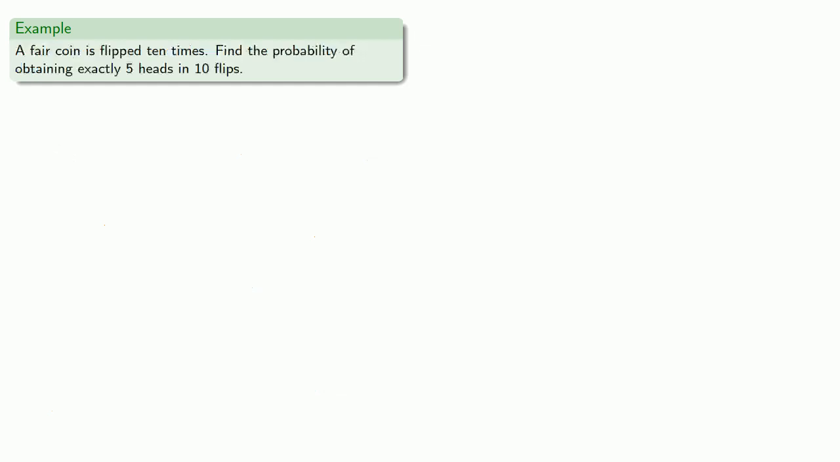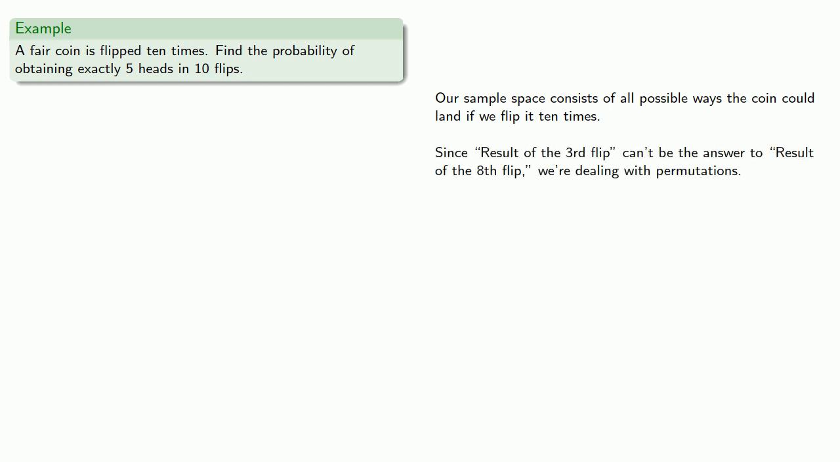So now let's turn this into a probability. Our sample space consists of all possible ways the coin could land if we flip it 10 times. Let's think about this. We can't switch the outcomes around without getting something different. So for example, the result of the 3rd flip can't be the answer to the result of the 8th flip. And because of that, we're dealing with permutations. Now, since each flip has 2 possible outcomes, there are 2 to the 10th permutations.